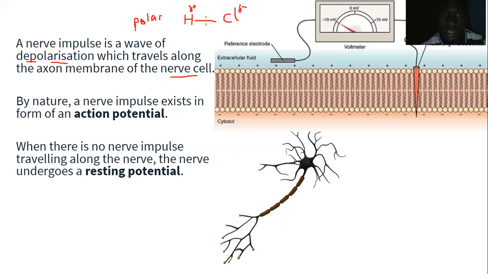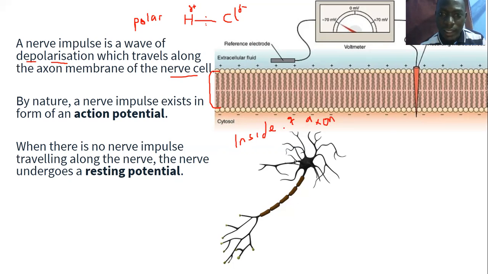So this is the membrane here. You can see that the inside, that is in the cytosol. So let me write here, inside of axon, the membrane is more negative and outside is more positive.